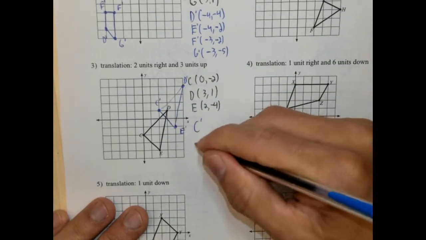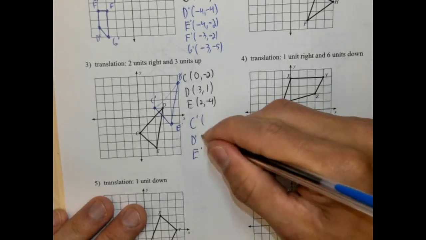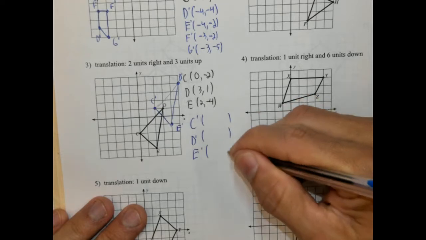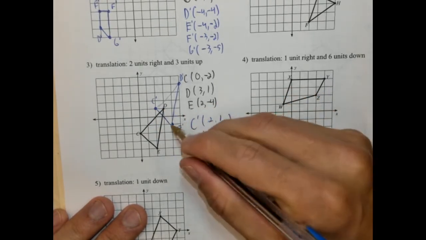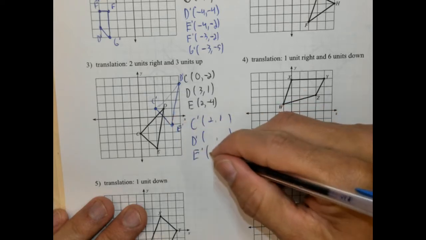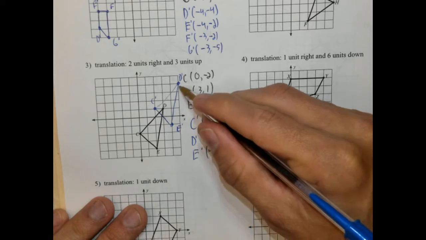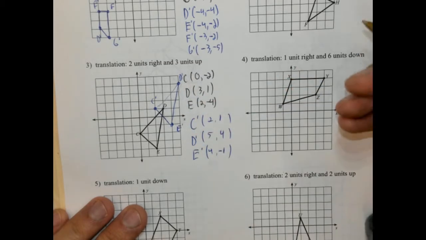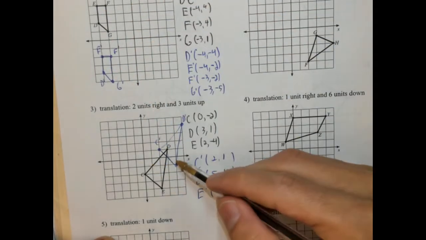So C prime, D prime, and E prime. So C prime is (2, 1). E prime is (4, -1). And D prime is (5, 4). Okay. So you can see what's happening here. We're shifting this down. We're shifting this right and up.